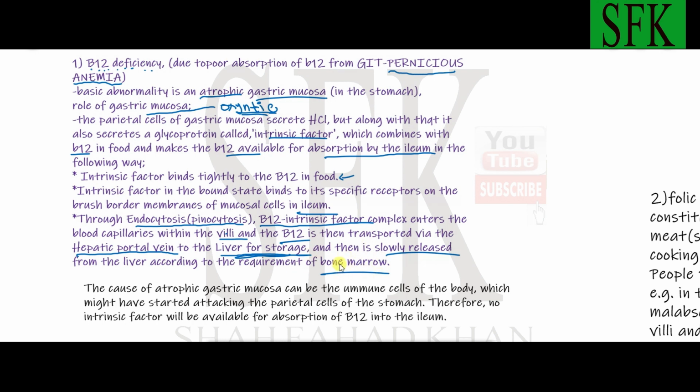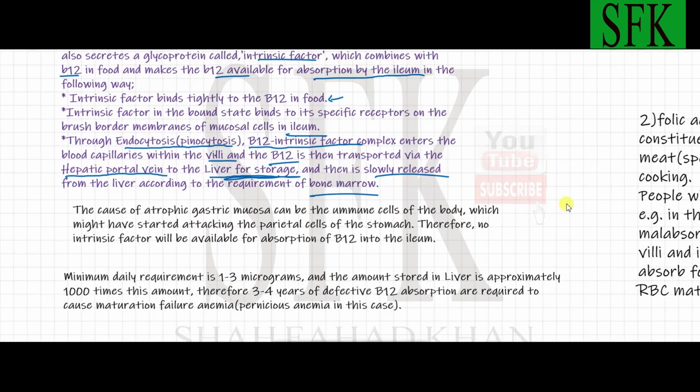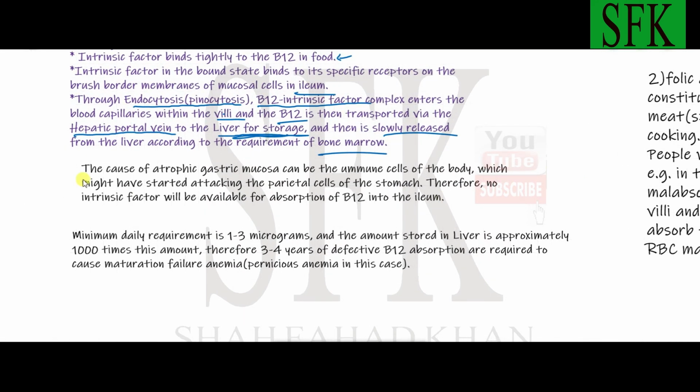Well, in the bone marrow, as we know, red blood cell production occurs, and B12 is an essential component for the maturation of red blood cells. Therefore, it is transported to the bone marrow, but according to the need of the bone marrow. Slowly and gradually it is transported according to its requirement and demand.